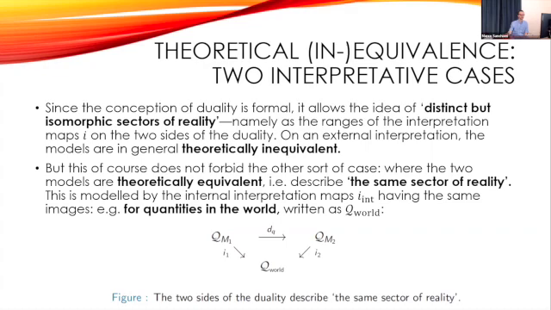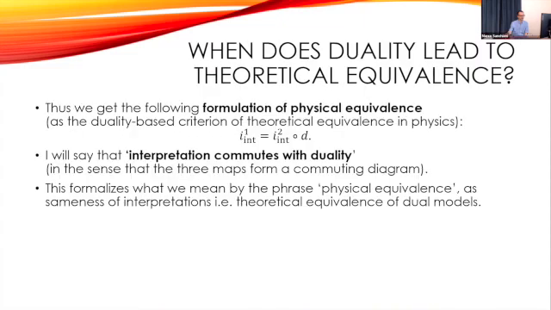And I have modeled it in this diagram over here. We have here for the states, for the quantities, the set of quantities Q for the two models, and then we have two interpretations into the world, I1 and I2. They describe the same sector of reality. So we can write this as this commuting diagram as basically the commutation of the interpretation map with the duality. So I will say that interpretation commutes with duality. So this is a case when duality allows us to give a verdict of theoretical equivalence, namely if we adopt an internal interpretation.